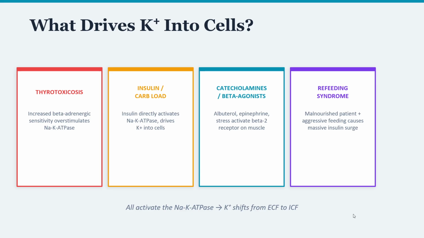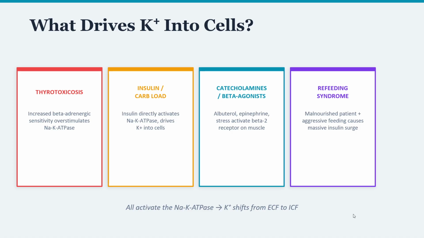And fourth, refeeding syndrome. This is the scenario where a chronically malnourished patient, an alcoholic, an anorexia patient, someone who just hasn't been eating, gets fed aggressively. The sudden carbohydrate load triggers a massive insulin surge, and sodium, potassium, phosphorus, and magnesium all crash simultaneously. We'll go through a classic case of this later.